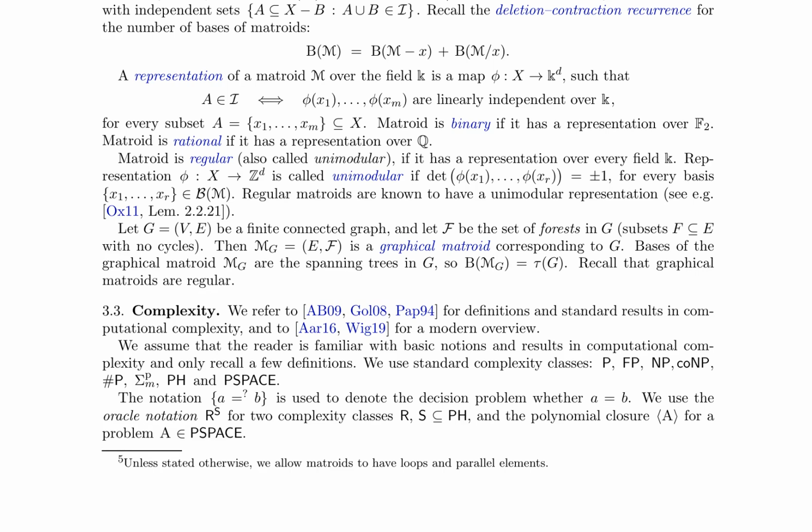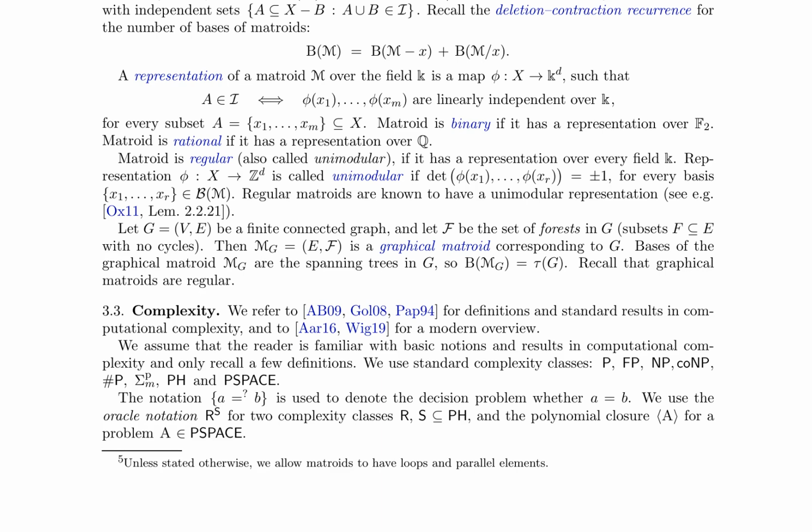Matroid representations over fields are defined, and binary, rational, and regular matroids are discussed. A representation is unimodular if the determinant of the basis is plus or minus 1. Graphical matroids corresponding to graphs are introduced, and their bases are the spanning trees. The paper assumes familiarity with computational complexity and recalls standard complexity classes. The notation for decision problems and oracle notation are introduced.